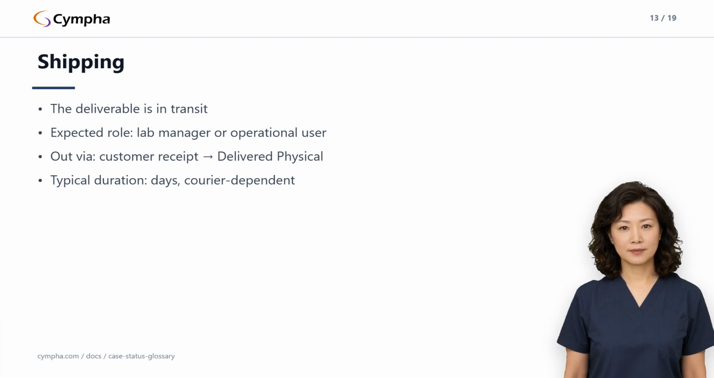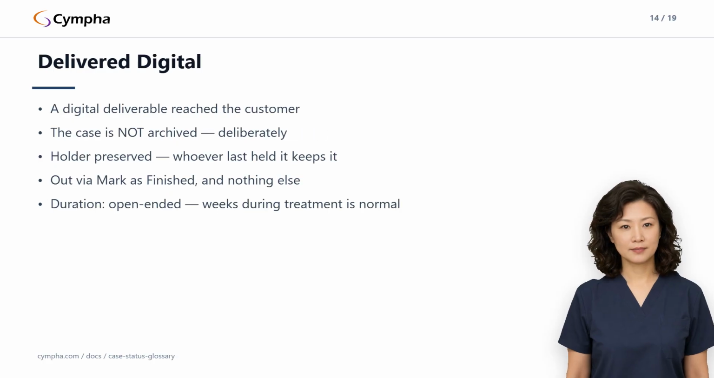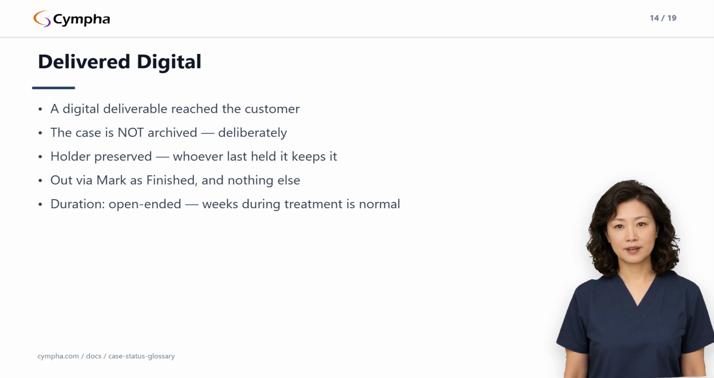The way out is customer receipt. When the practice receives the package, the case moves to delivered physical. Typical duration is days, and it's courier dependent, which is a polite way of saying it's the one stretch of the ladder nobody in the workflow controls. Again, a digital case never touches this status. If your lab does purely digital work, you may simply never see in manufacturing or shipping at all.